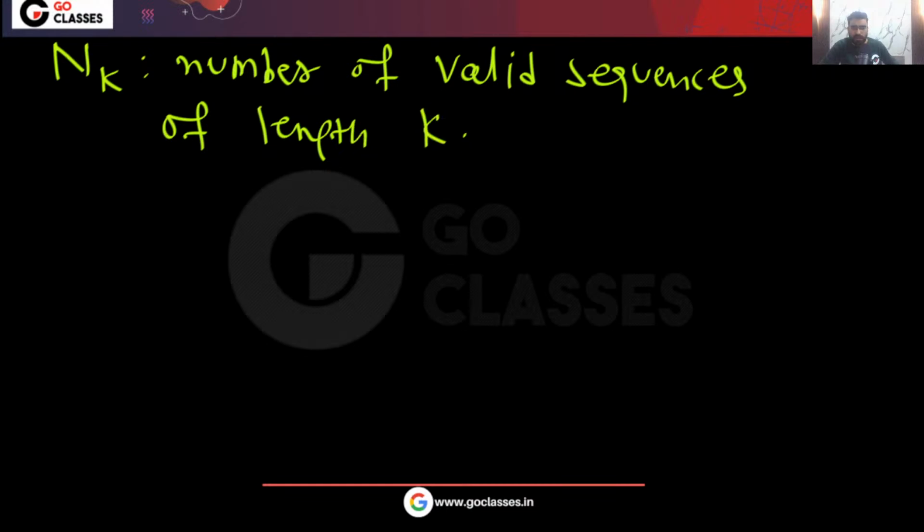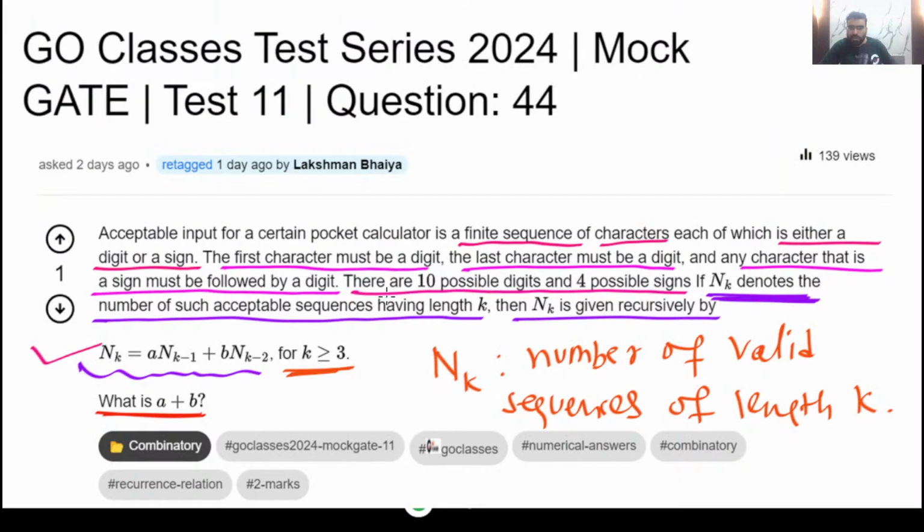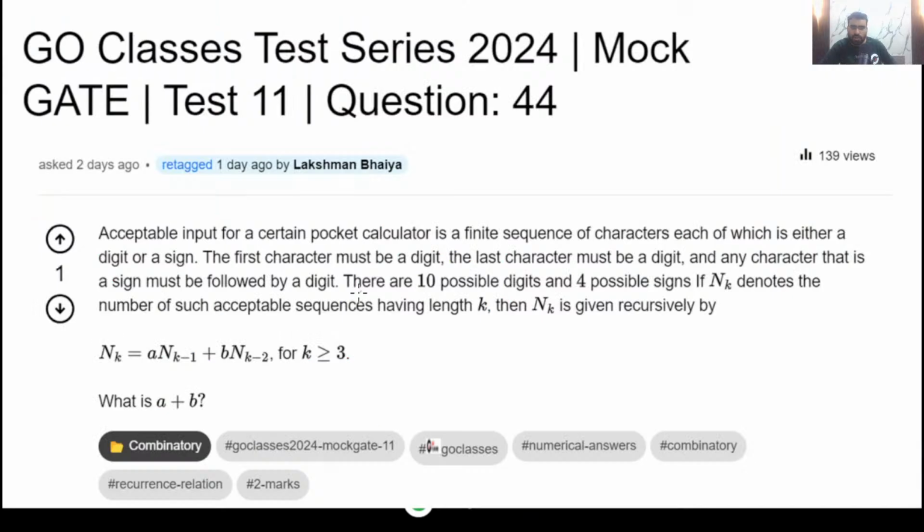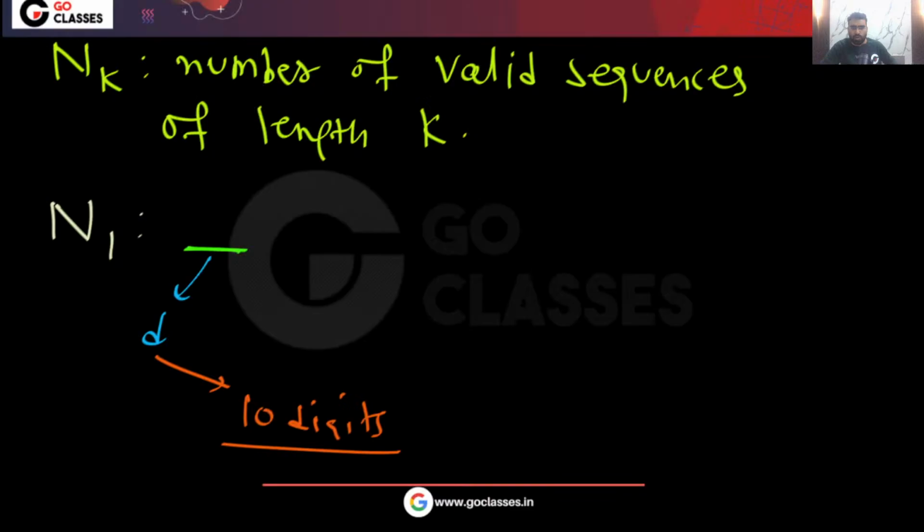So you tell me what is n1? N1 means only one character. It is already given that the first and last character must be a digit. So this must be a digit. How many digits are there? Total 10 digits. The question is already saying there are 10 possible digits. So n1 will be 10.